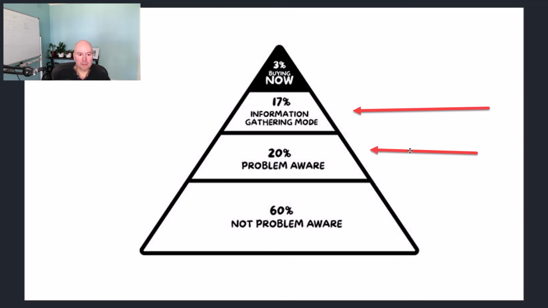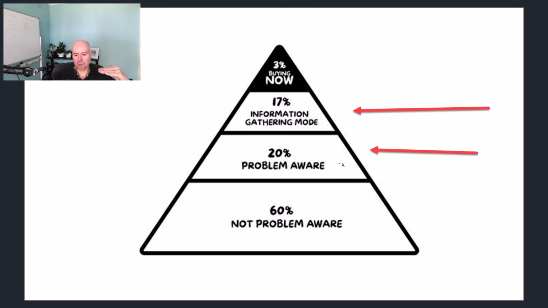Then just below them, you've got this even larger group who are aware they've got a problem, but they haven't even started looking yet. They're just in that phase where they're experiencing a problem and they're aware that it's there, but they haven't started research. This is where things like Facebook ads and LinkedIn ads can really come in handy, because the person is passively going about their life, and then suddenly you come along and they see your ad, and you're saying to them, hey, do you have this problem?